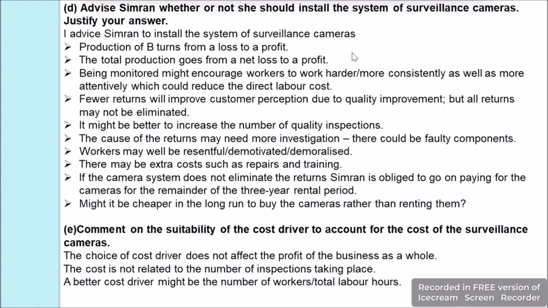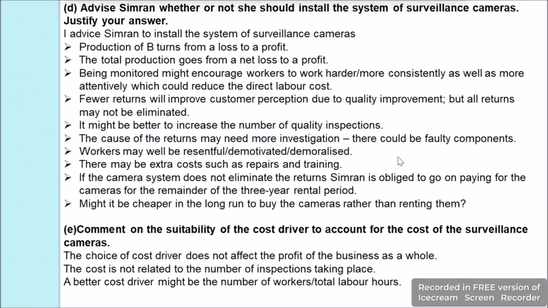So this will help them to increase the overall profit of the business, and when the workers are monitored, they will work harder and they will be more efficient. This will increase the profitability of the business and hence reduce the labor cost. Furthermore, this will also improve the customer and business relationship. Why? Because now the customers are getting the product of good quality, and when they are getting the product of good quality, there won't be any returns, and this will improve the brand image of the business.